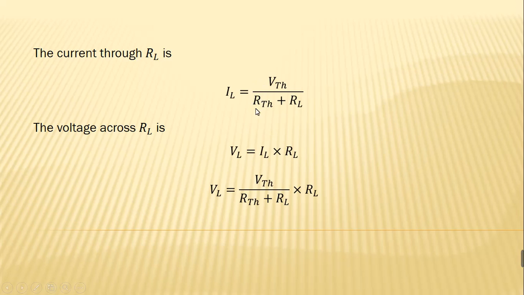Since IL is equal to this value, just replace it. The final expression for load resistance comes out to be this one. So making use of these two formulas, you can calculate the current through the load resistance as well as the voltage across the load resistance. Now we will try to understand how to Thevenize a circuit by solving one problem here.